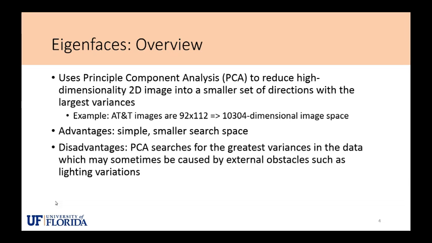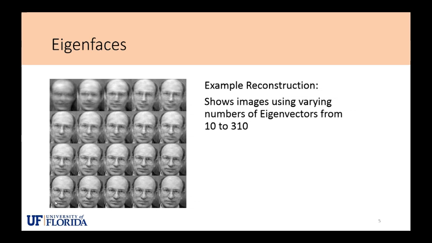The disadvantages are that the principal component analysis looks for the greatest variances in data, which are not always due to the face itself. They can be caused by external obstacles. And a good example we'll see later is lighting variations can cause a lot of external variation.